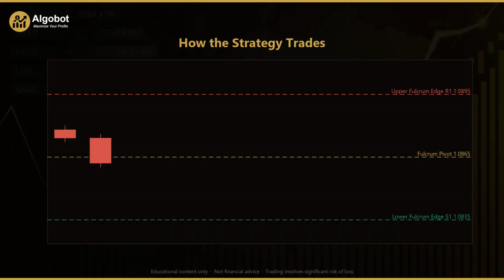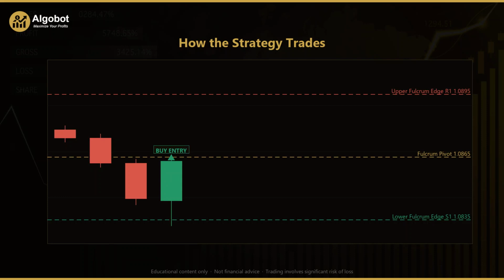Now let's bring it all together on the chart and walk through both a long and a short trade, candle by candle. On screen, you can see three dashed horizontal lines marking the rolling fulcrum. The gold line in the middle is the fulcrum pivot at 1.0865. The green line below is the lower fulcrum edge S1 at 1.0835, and the red line above is the upper fulcrum edge R1 at 1.0895. Between those edges is where the strategy expects price to balance and then snap back.